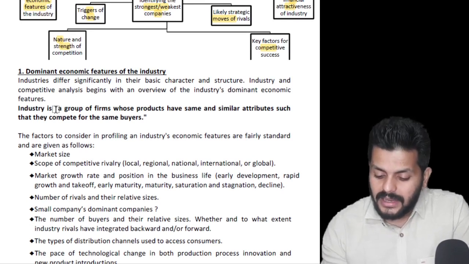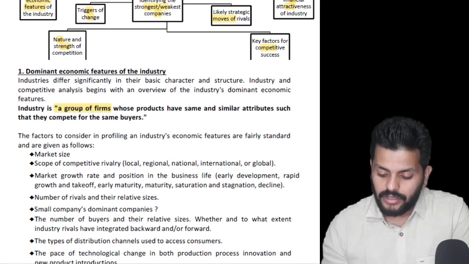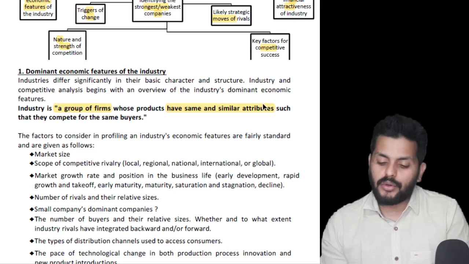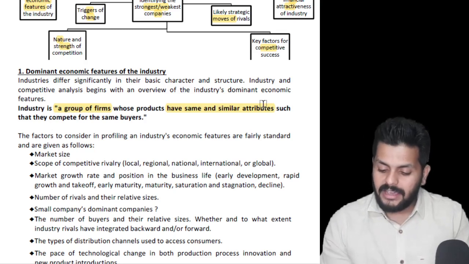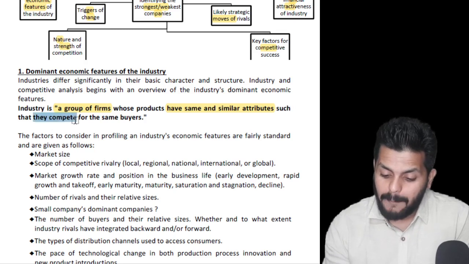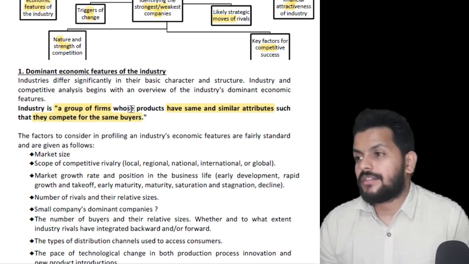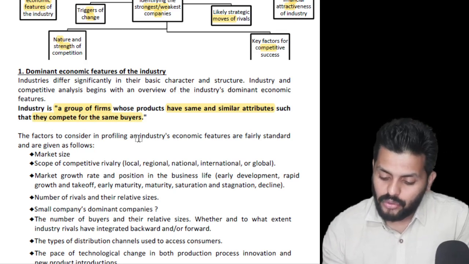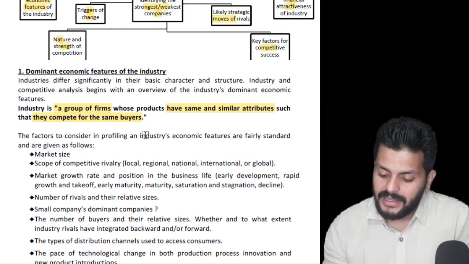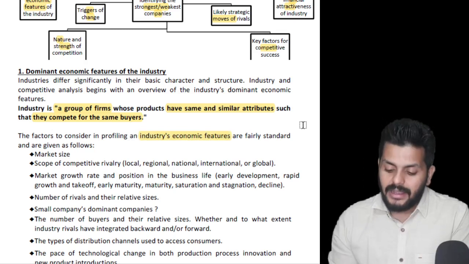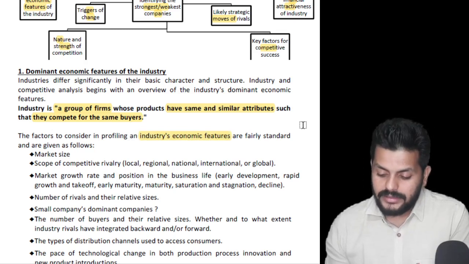Industry is a group of firms whose products have the same and similar attributes, such that they compete for the same buyers. The factors to consider in profiling an industry's economic features are fairly standard. As to what they are, we will see.